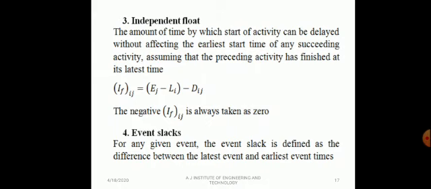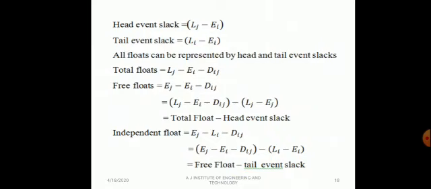Event slacks. For any event, the event slack is defined as the difference between the latest event time and the earliest event time. It is called the event slack. Head event slack means Lj minus Ej. Tail event slack means Li minus Ei. All floats can be represented by head and tail event slacks.